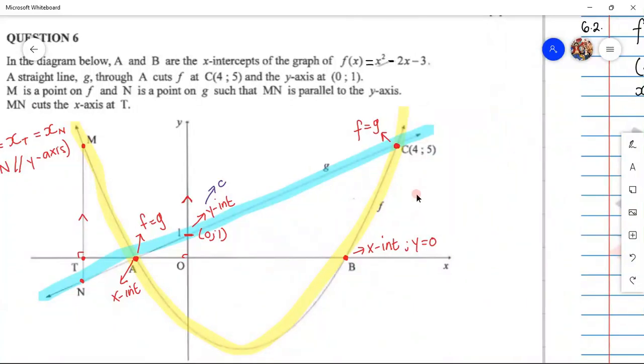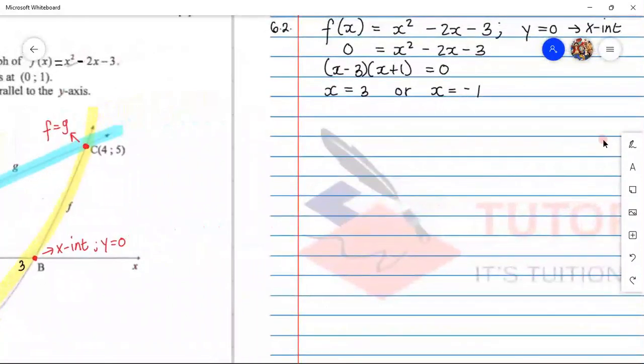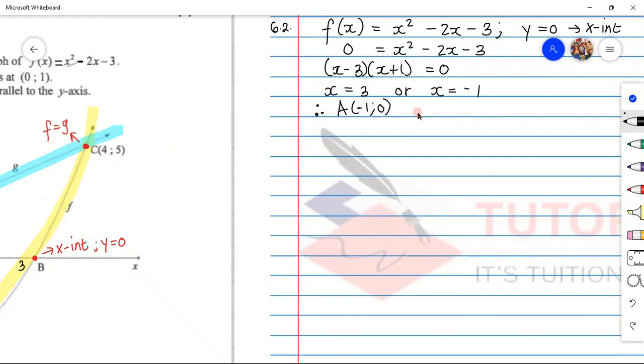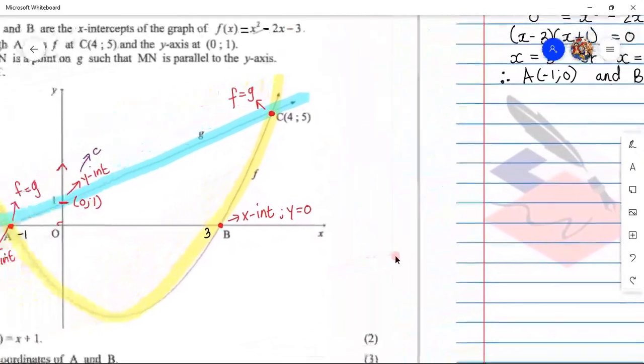So as we can see, A is on the negative side of our x-axis. Therefore, we are going to give A the negative value, which is -1. And B is on the positive side of our x-axis. So we are going to give it the positive value, which is 3. So let's write out our coordinates. Therefore, our coordinates of A are (-1, 0), and our coordinates of B are (3, 0). So those are our x-intercepts of our function f.